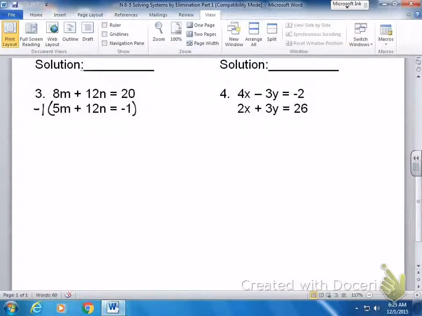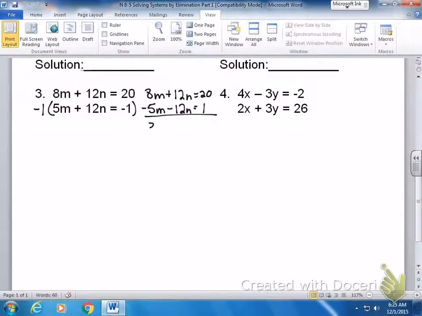I have 8m plus 12n equals 20. That one didn't change. But the next one, instead of positive 5m, I have negative 5m. Instead of positive 12n, I have negative 12n. And instead of negative 1, I have positive 1. Now we have something that we can eliminate, so let's go ahead and add them together.